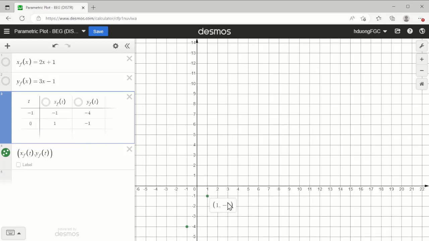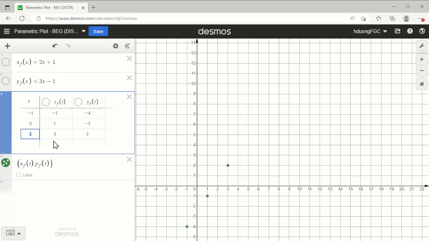1, -1. It's right here. Okay, and now I'm going to continue to grow my table of values right here. So with technology, we should be able to do this a lot faster than on the whiteboard earlier. So now when t equals 1, we are placed at the point where x equals 3 and y equals 2, just consistent with what's on the board.